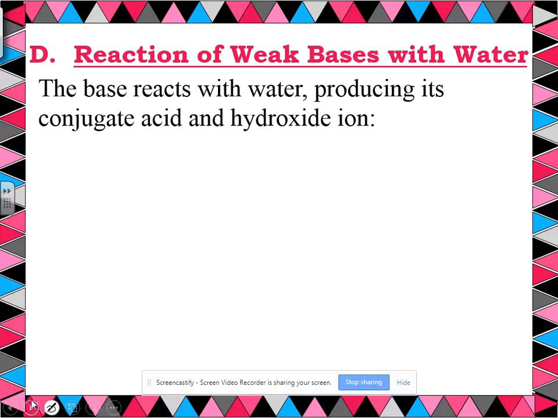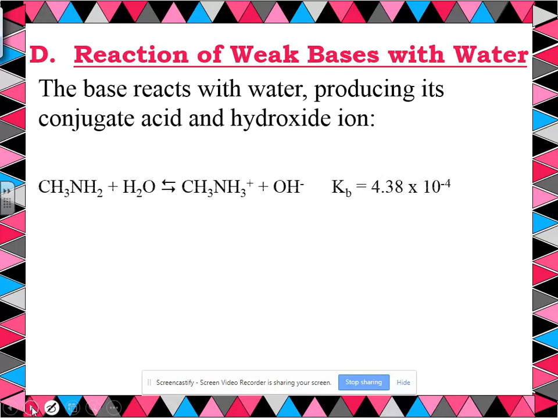A weak base reacts with water, producing its conjugate acid and the hydroxide ion. So here we see a weak base, CH3NH2, reacting with water. And we have an equilibrium formed here between its conjugate acid. Notice here this has one more hydrogen than the weak base. That's how you look at your conjugate acid-base pairs, how you pick them out. And there's your hydroxide ion.